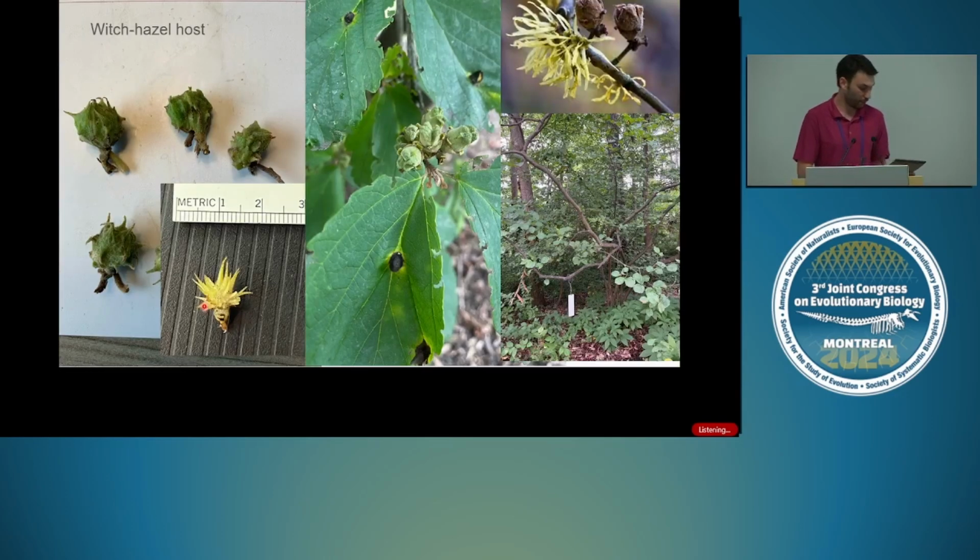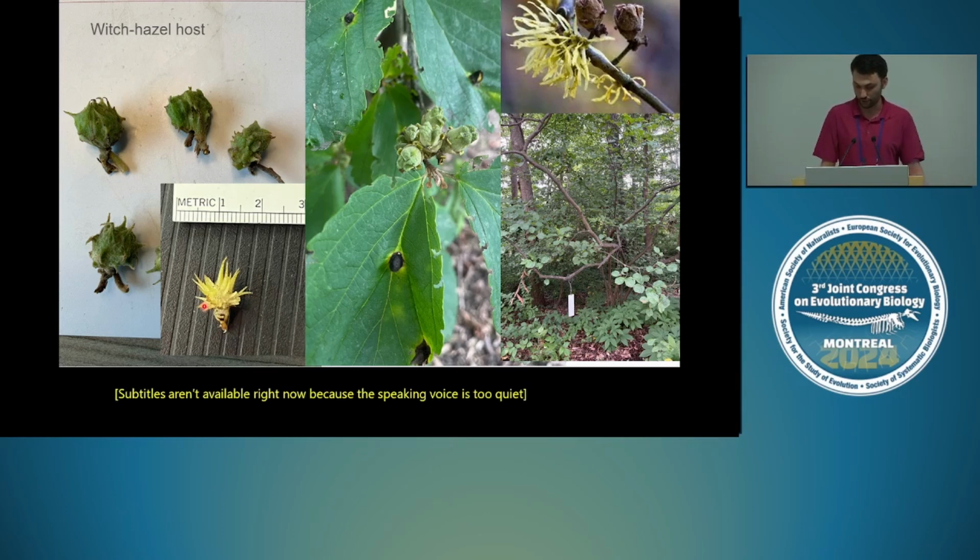Just to familiarize yourself a little bit with the ecology of these guys, this is their first host, witch hazel. On the left are the galls that the aphids are making. In the middle are the fruiting structures of that plant. On the top right corner are the flowers that witch hazel makes, and a general in situ picture in the forest. They're kind of a shrubby bush in the understory. And currently there are 3 known North American species of witch hazel.